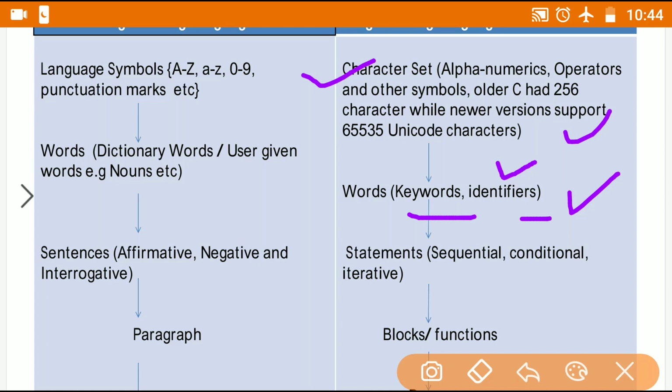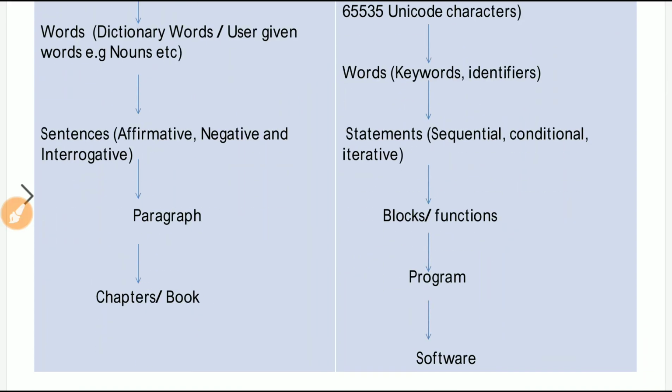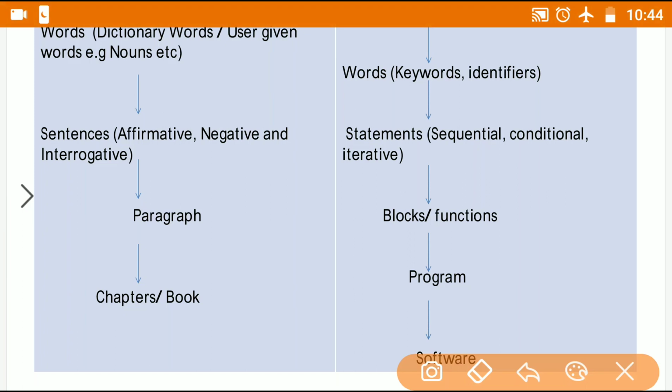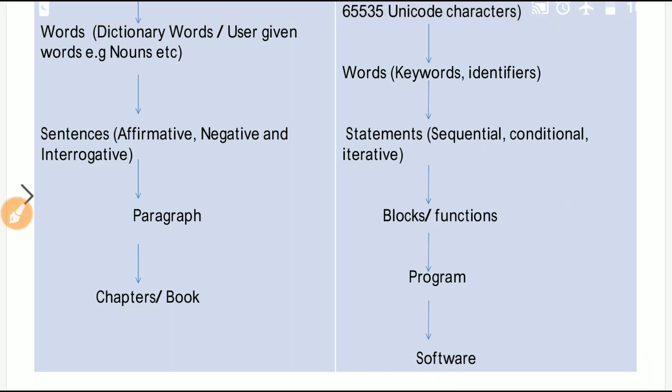After forming words, there are three types of statements in C: sequential, conditional, and iterative. We'll be covering each of these programming constructs in detail in the rest of the videos. And after learning statements, you can group the statements in the form of blocks and functions. And once you have learned the functions, then you can use them in writing programs.